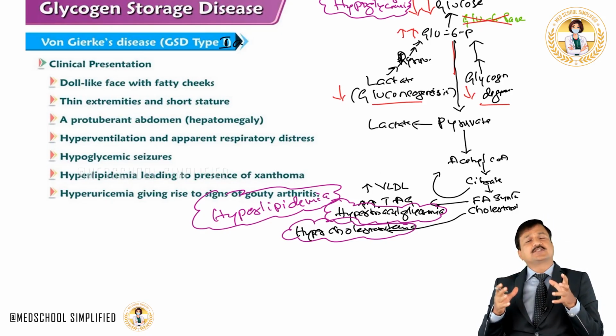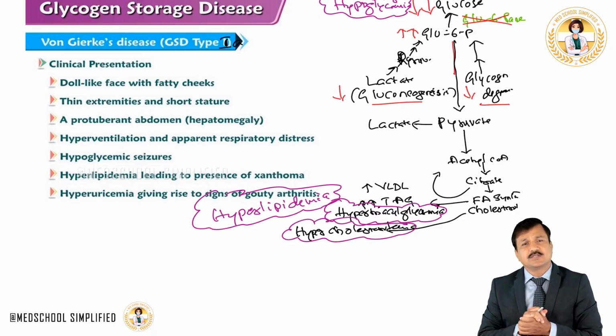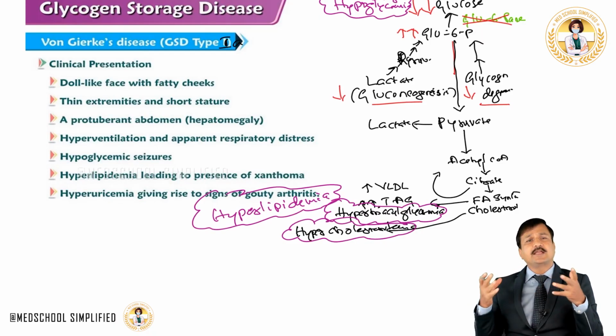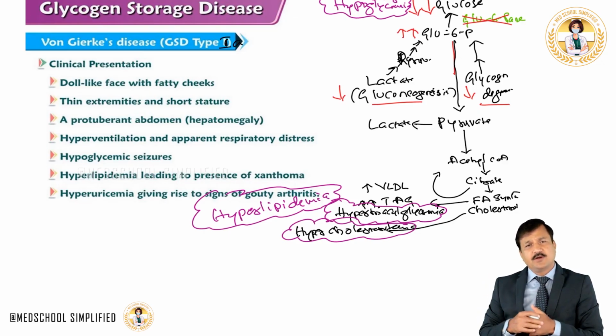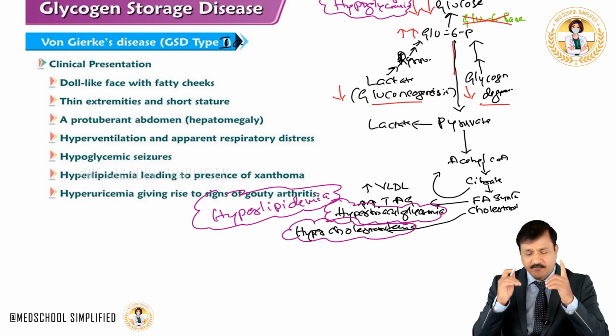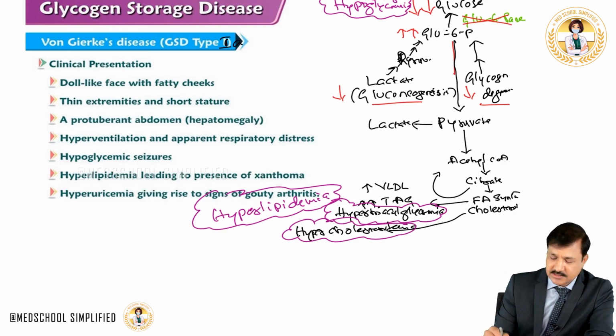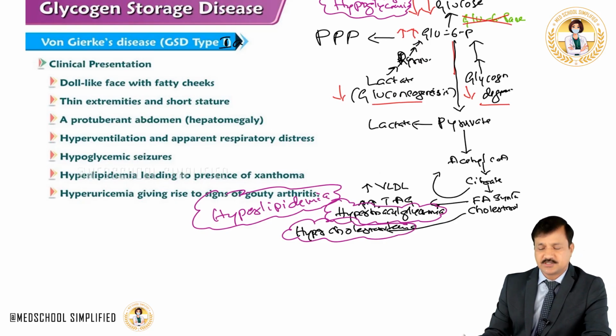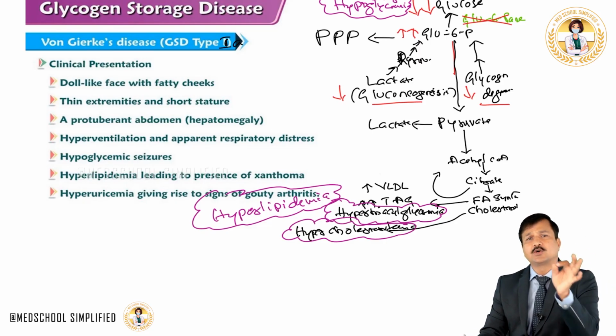Note that fatty acid synthesis is a reductive biosynthesis, and cholesterol synthesis is a reductive biosynthesis process. So that needs NADPH plus H plus. Where does NADPH come from? Because there is so much fatty acid and cholesterol synthesis going on, NADPH has to come from somewhere. For that, NADPH is coming from the same glucose 6-phosphate, which is diverted into the pentose phosphate pathway. That is the hexose monophosphate shunt. PPP here is pentose phosphate pathway.